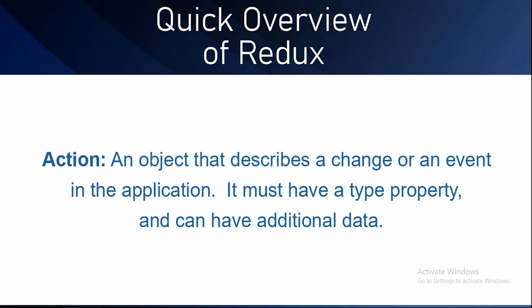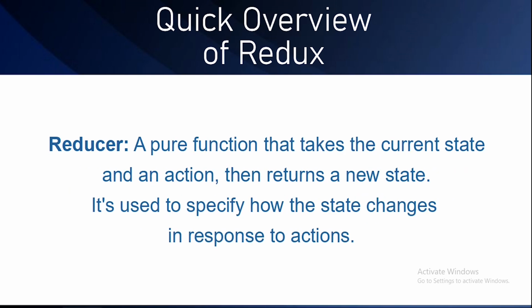Okay, we have the action, which is an object that describes a change or an event in the application. It must have a type property and can have additional data. Okay, so let's look at this. A reducer is a pure function that takes the current state and an action, then returns a new state. It is used to specify how the state changes in response to actions that are dispatched.